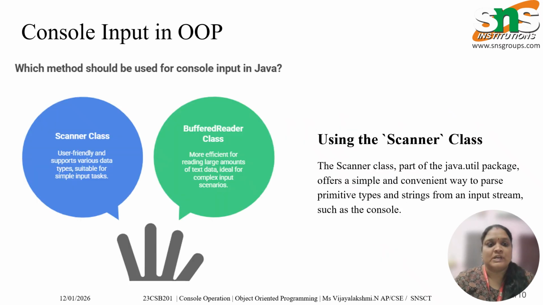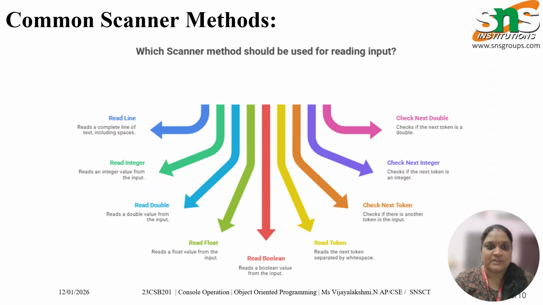And next we saw the console input, the Scanner class and BufferedReader class. What is the use of the Scanner class, which is already present in the util package? It is a convenient and simple way to parse primitive data types and strings from an input stream and from the console as well. And this is the list of Scanner methods we saw: readLine, readInteger, readDouble, readFloat, readBoolean, that is true or false, readToken, checkNextToken, checkNextInteger, and checkNextDouble.